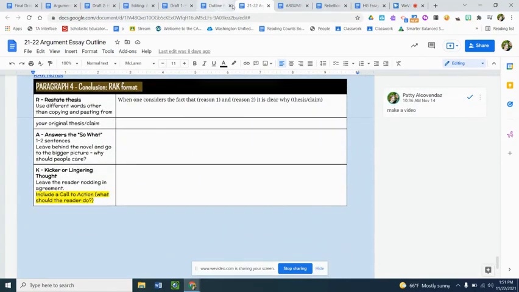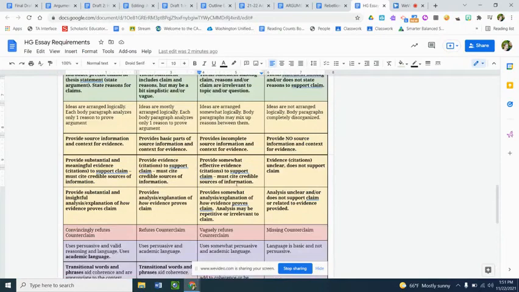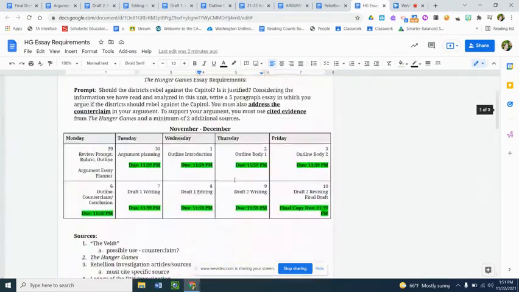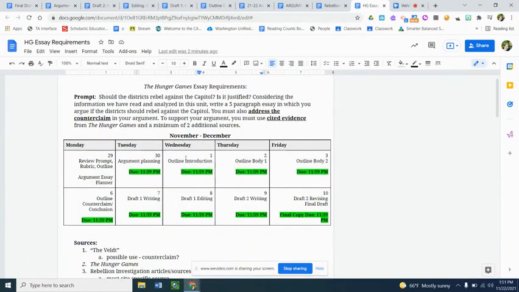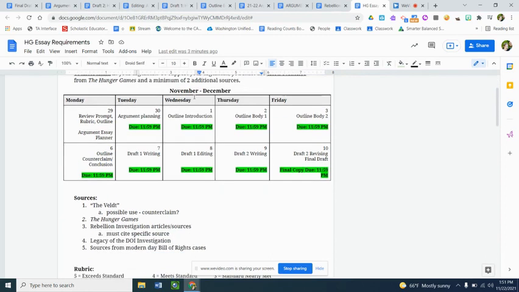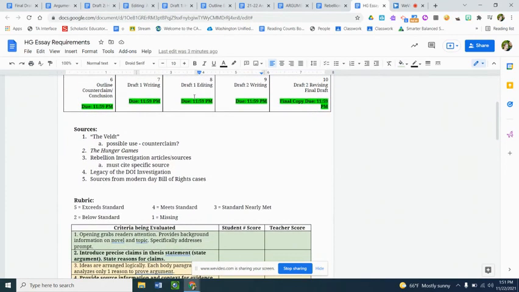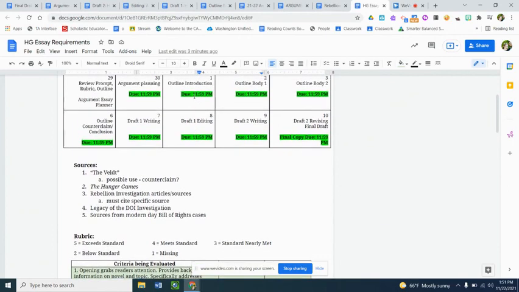Okay. I think that's pretty much it for our introduction here, but these calendar due dates are there so that you know what's due when. Should the districts rebel against the Capitol? Is it a justifiable thing to do? That is the question that you're going to be answering. And that's pretty much it. Any questions? Let me know.